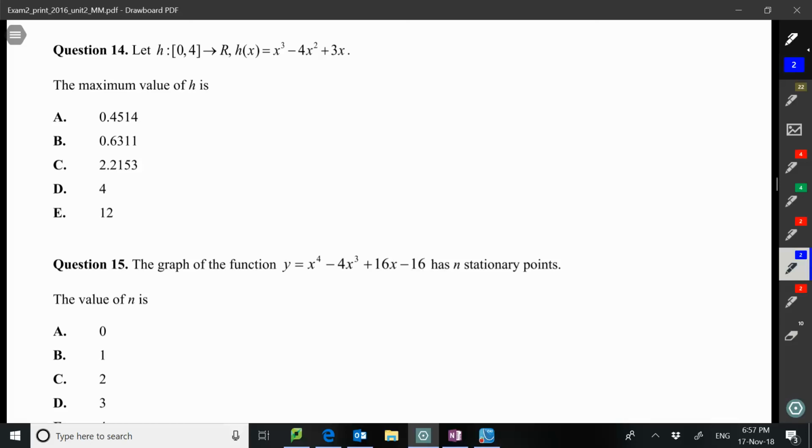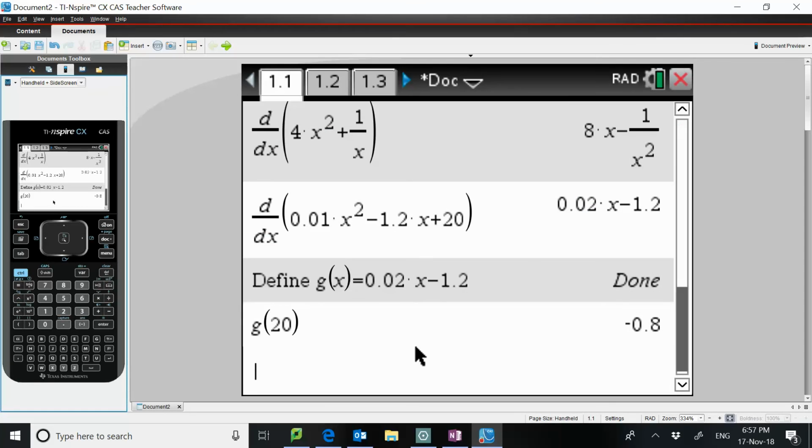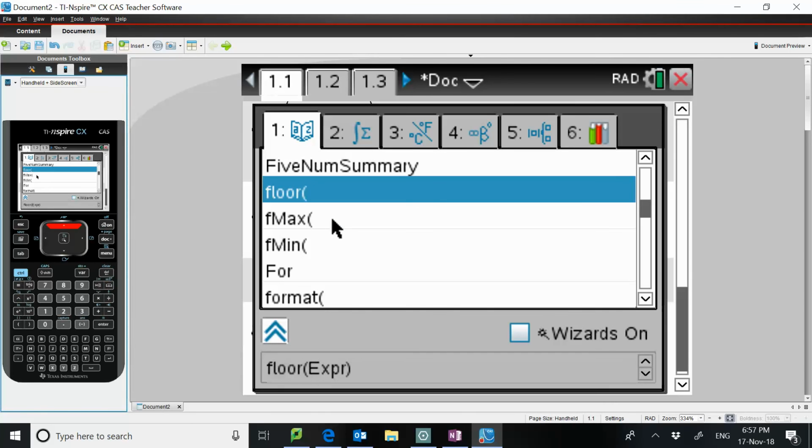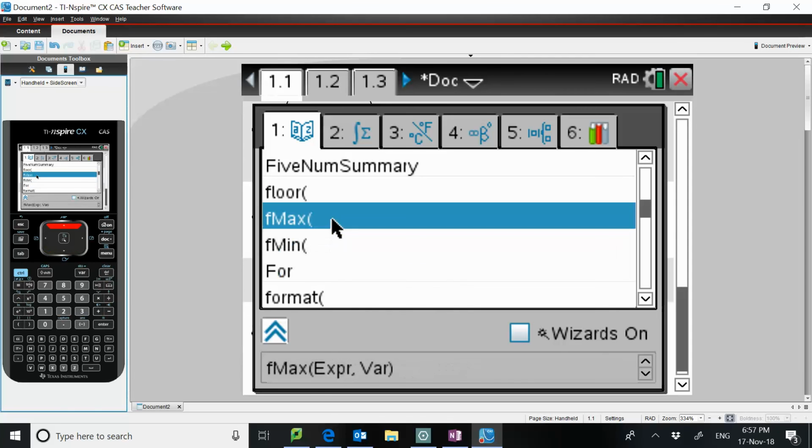If you remember in the last paper, I showed a new thing I've never taught the class before. In the 2017 paper, I did show you can use a function called fmax and it'll find the maximum value for you. So instead of sketching the graph and finding the maximum, you can do this. You can go to your catalog, and if you're not on fmax, type the letter F and keep scrolling down until you get to fmax.